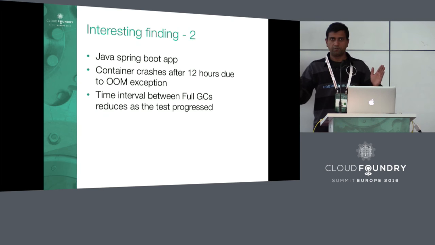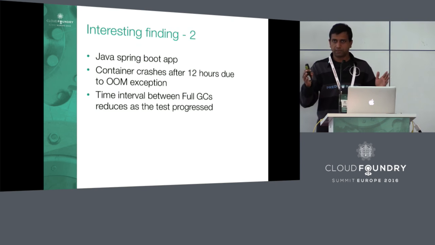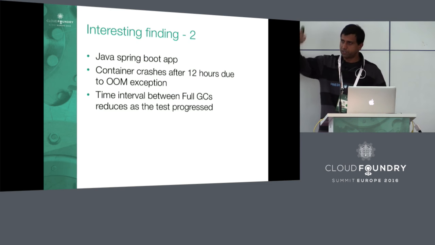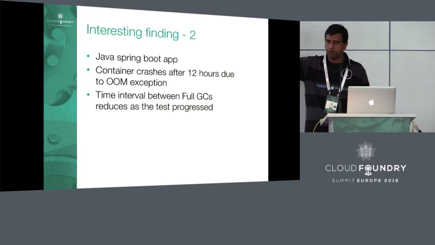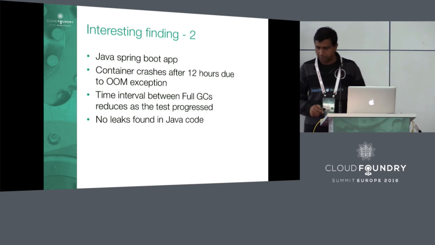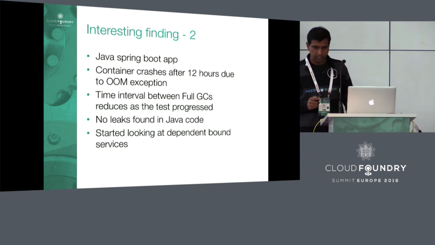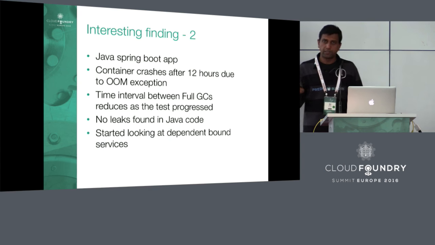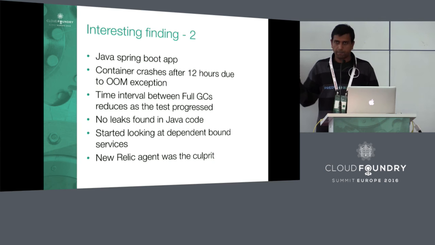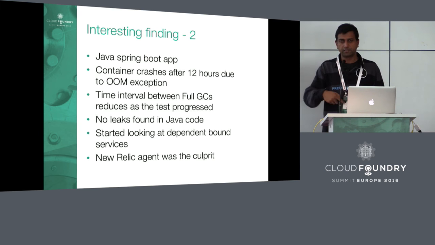This is what a typical memory leak looks like in Java. You see a continuous pattern of full GCs, and then the intervals get smaller and smaller, and eventually it's just doing a full GC. We didn't find any leaks in the Java code. But when we started looking at the services bound to the application, the service we were using to monitor the leaks was actually the culprit causing the leak itself.